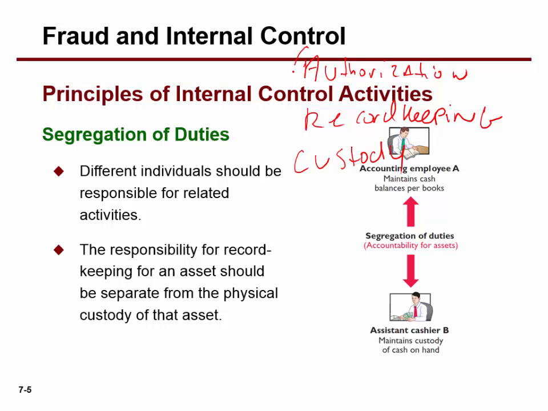Okay, so we're going to what? I call this the Ark of the Covenant. Okay, we're going to separate what? Authorization, record keeping, and custody. We want to separate those three things.